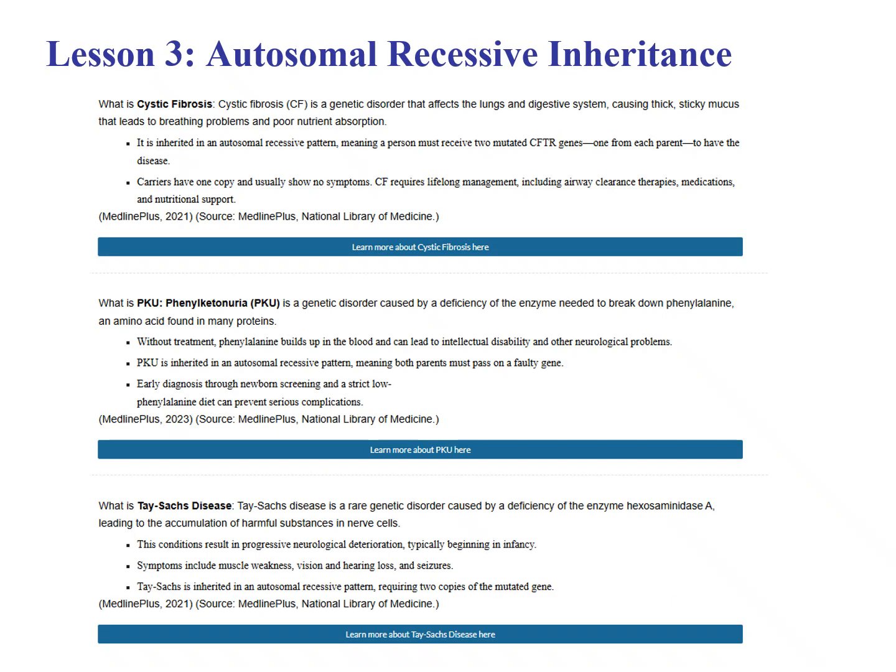On the website, there are brief descriptions of 3 genetic disorders inherited as autosomal recessive traits: cystic fibrosis, PKU or phenylketonuria, and Tay-Sachs disease. Each has a link to a page with more details. Please select at least one of these choices to read in more detail.